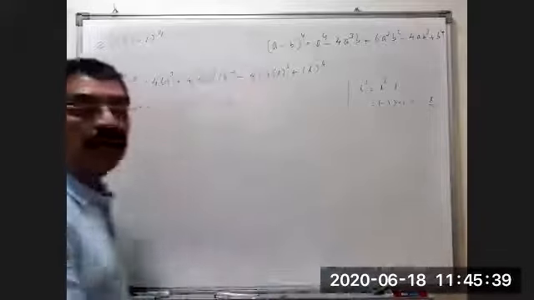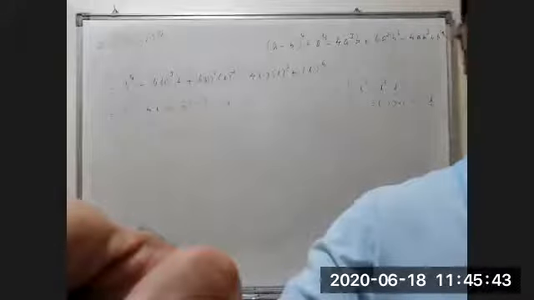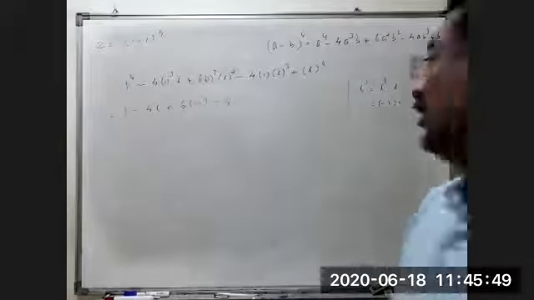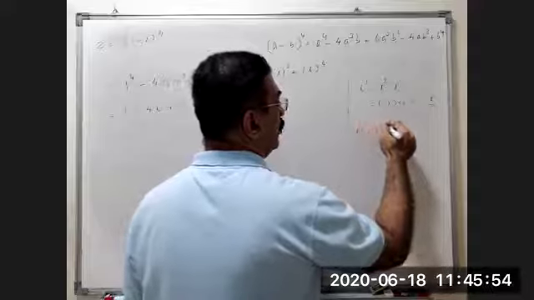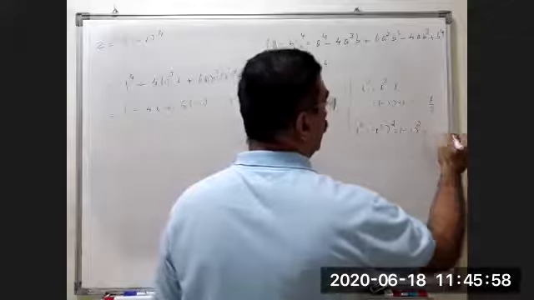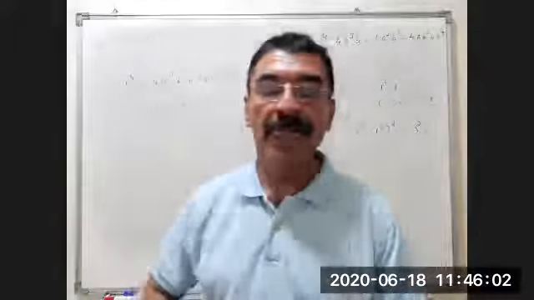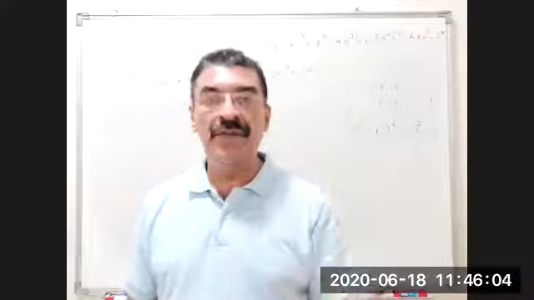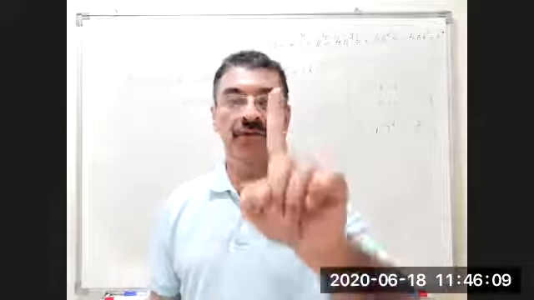Remember it? i cube is minus i. Yesterday we wrote that. Again, i raised to 4 is i square the whole square, minus 1 the whole square, I get 1. So remember the first 4 values: i square is minus 1, i cube is minus i, i raised to 4 is 1.